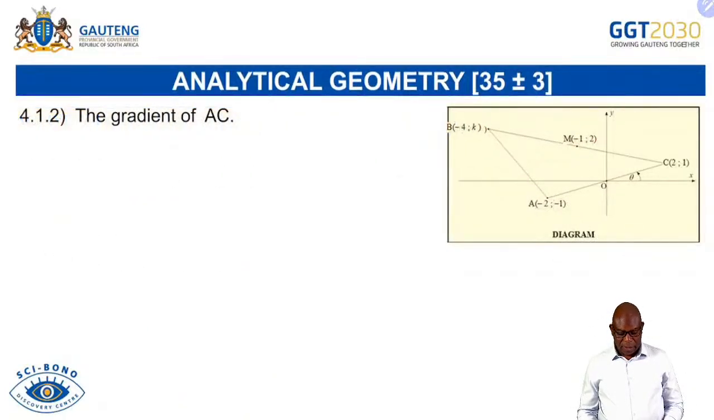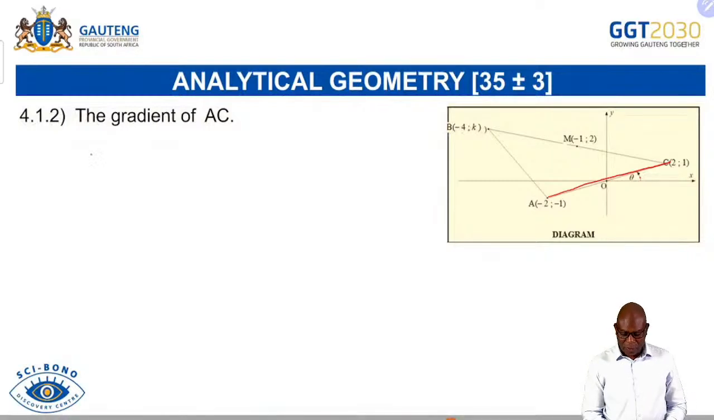Okay, the next one says gradient of AC. I need the gradient of that line. Can you see what is going to happen? They want me to get the length. So these questions are guiding questions. So what is the gradient of AC?